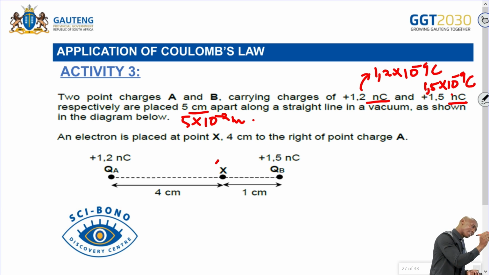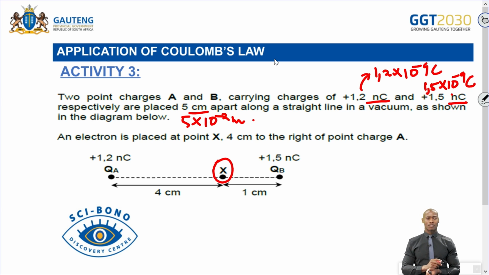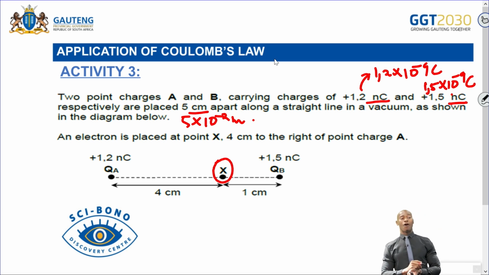There is an electron here at point X, which is 4 centimeters to the right of point charge A. You can see that on the diagram. Between A and X is 4 centimeters, between X and B it's 1 centimeter, and between A and B is 5 centimeters. How many point charges are we having here? 1, 2, 3. And they're in one dimension, along a straight line.